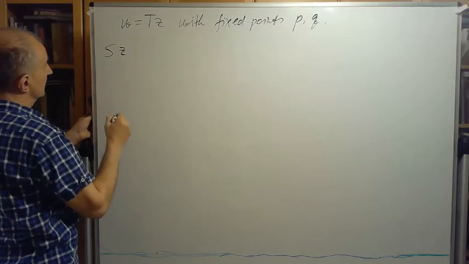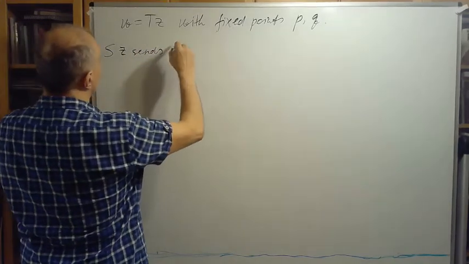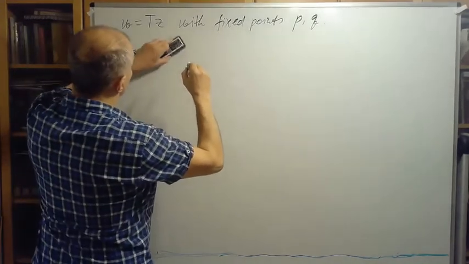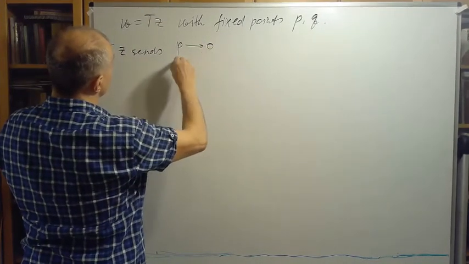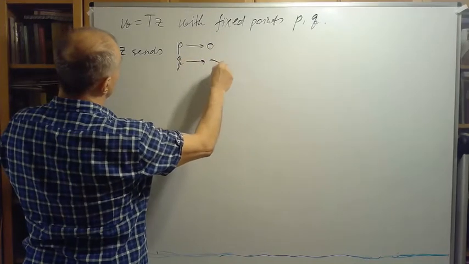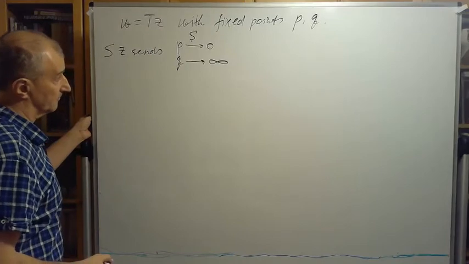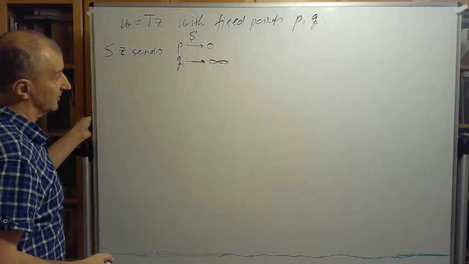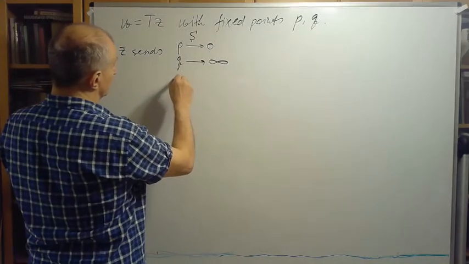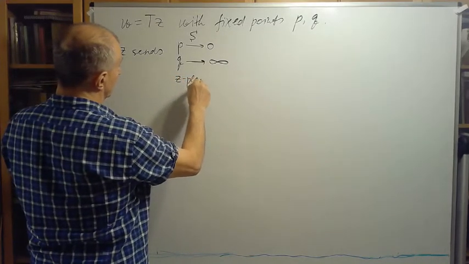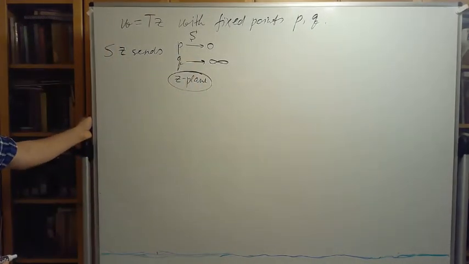S Z, sends P to 0 and Q to infinity. This is done by means of transformation S. Then we are arriving, here is the Z plane, yes? This is the Z plane. From the Z plane we take P to 0 and Q to infinity.